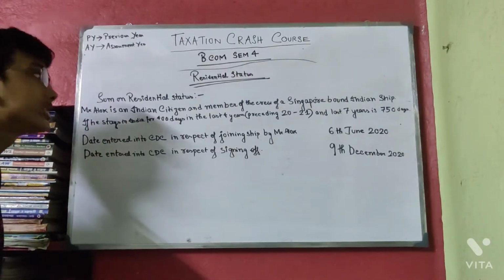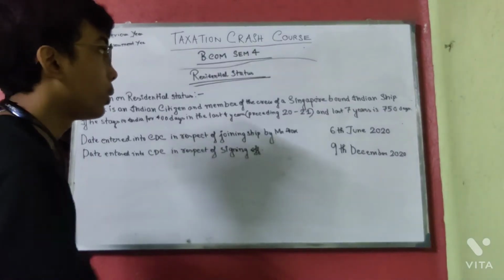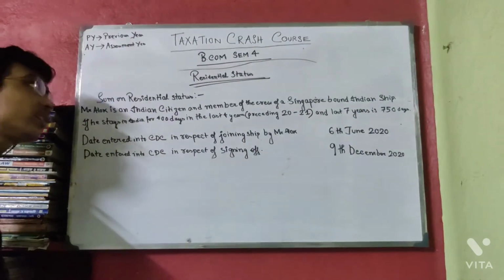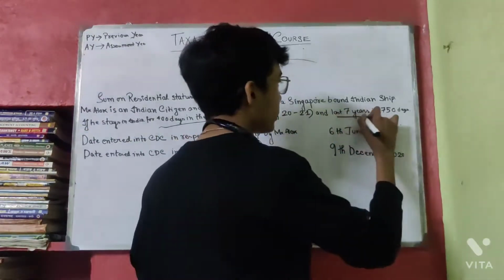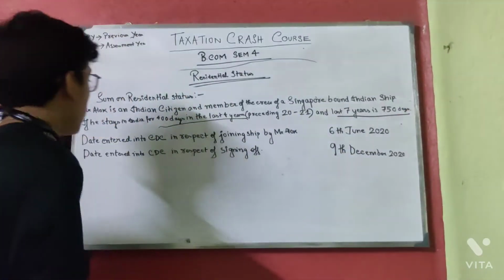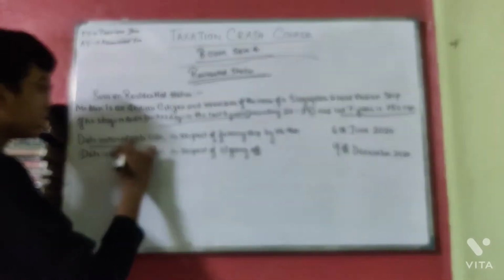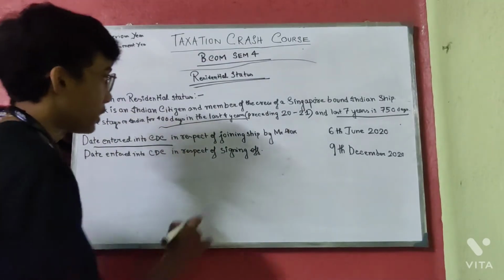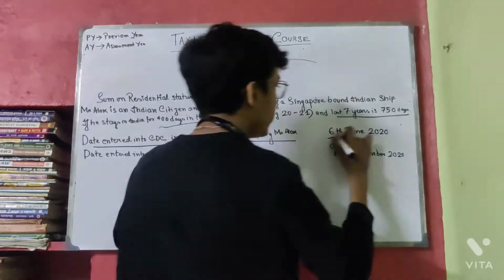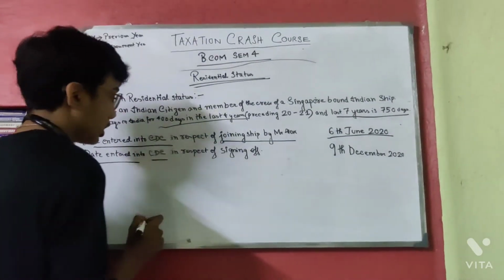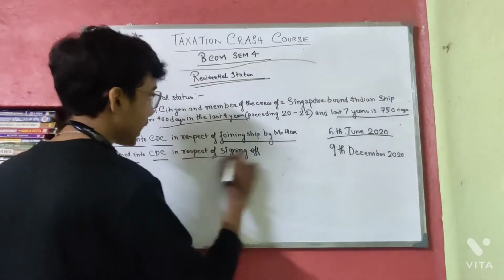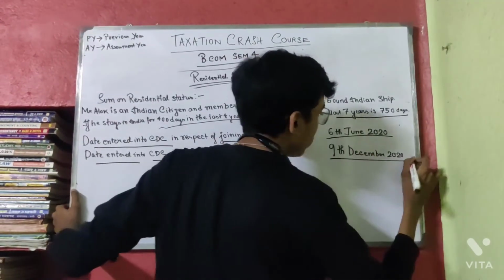Mr. Alok is an Indian citizen and a member of the crew of a Singapore-bound Indian ship. If he stays in India for 400 days in the last 4 years, and during the last 7 years his stay is 750 days. It is also given that the date entered into the continuous discharge certificate (CDC) in respect of joining the ship by Mr. Alok is 6 June, and the date entered into the CDC in respect of signing off is 9 December 2020.